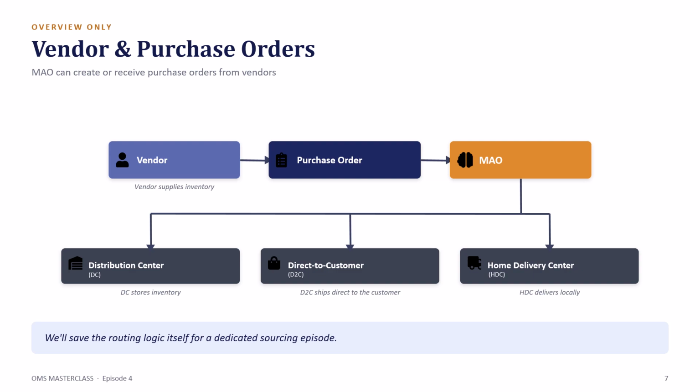Now, one interesting thing is how MAO decides whether inventory should go to a DC, D2C or an HDC is actually a much bigger topic. So we are gonna save that for our dedicated sourcing episode because that's where all the routing logic becomes really interesting. For now, just remember this. Purchase orders bring inventory into the retail network and MAO works with that inventory to fulfill customers' orders efficiently.